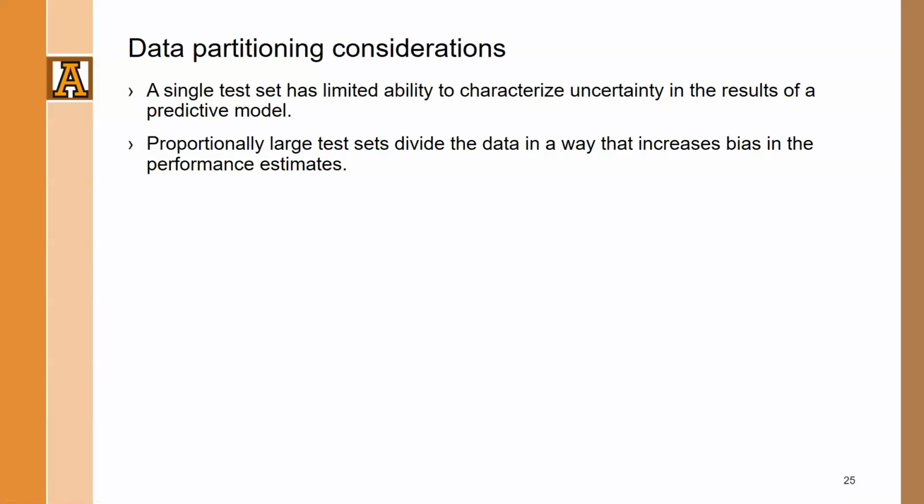Now, proportionally large test sets divide the data in a way that increases bias in the performance estimates. The larger the test set, the larger the bias in the performance estimates. And if the computer resources we have allow us to, we usually want to select a very large percentage for the training, 75%, 80%, in some cases 90%.